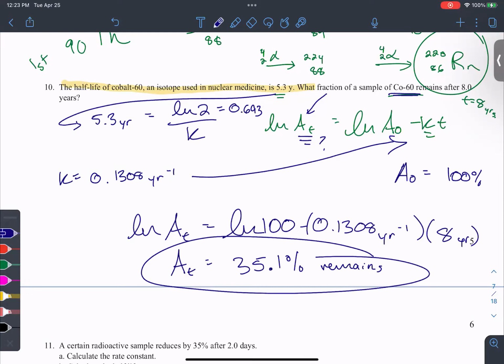All right, so a couple things here to make sure that, like, intuitively this answer makes sense. If we started with 100% and we ended up with 35%, has more or less than a half-life elapsed? More. What time were we actually given? 8 years. Is that more or less than a half-life? More. So does this answer make sense? Yes, it does. Very good.